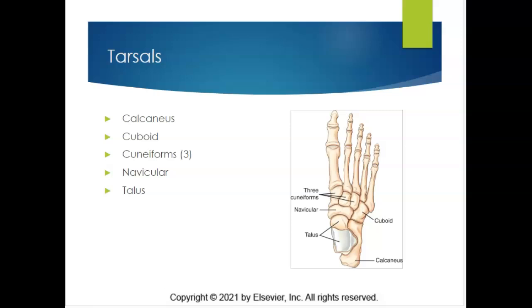Looking at the tarsal bones, we have 7 tarsals. We have the calcaneus, which is our heel, the talus, the cuboid, the navicular, and then we have 3 cuneiforms. We have the medial, the intermediate, and the lateral. So this is going to be the medial, intermediate, and the lateral.